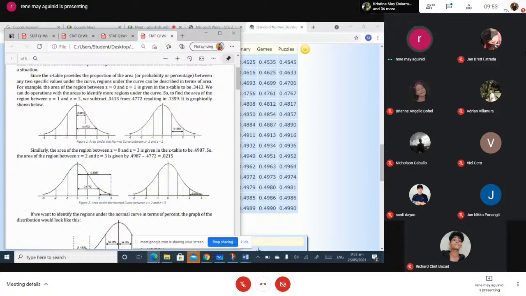So, what happened if ang atong area nga pangitaon is gikan sa 1, padulong lang sa 2. So, ang buhaton ani, ang imong answer, ang area from 0 to 2, which is 0.4772, i-minus nimo sa area from 0 to 1, which is 0.3413. So, 2 minus 1. Okay, nakuha niya?